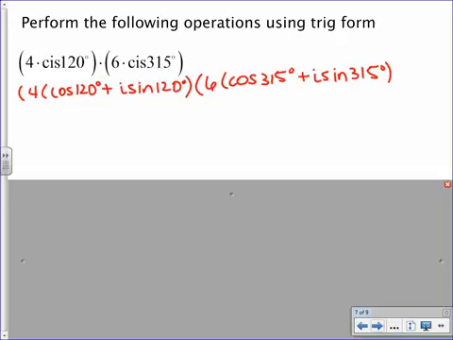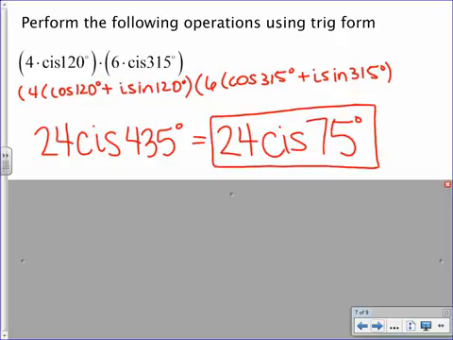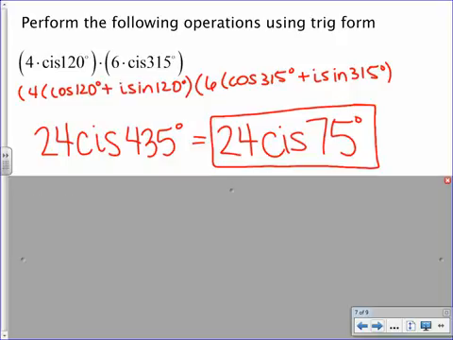Okay? What do we do with 4 and 6? We multiply them. What do we do with 120 and 315? We add them. We add them to get 435. Is that the answer that we want? No, this is too big of an angle. So let's use our knowledge of coterminal angles. We need to rotate backwards 360. What is it? 75. So this is the answer that I want. If you don't like the shorthand, then write it as 24 cosine 75 plus i 24 sine 75. Okay. Everyone okay with how we got 75?